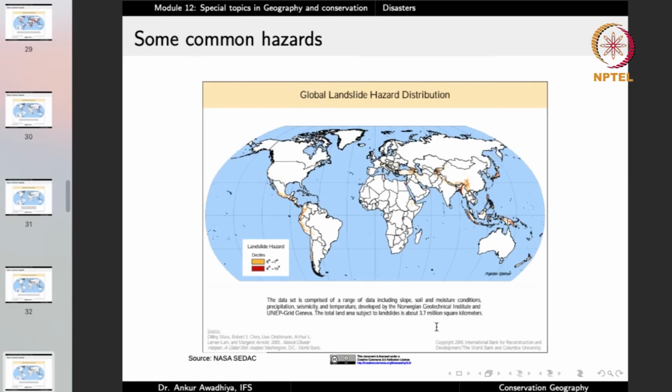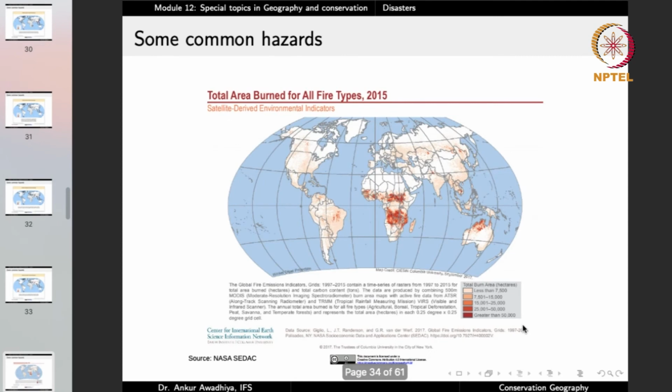If you look at global landslide hazard distribution, here again we find that in our country the Himalayan belt, because it is tectonically active and made out of weak materials, so we have a large amount of landslides in the Himalayas. Otherwise, we find the landslides to be high in Japan, in Southeast Asia, in Central Asia, in Central America, and in the western parts of South America. The total land area subject to landslides is about 3.7 million square kilometers.